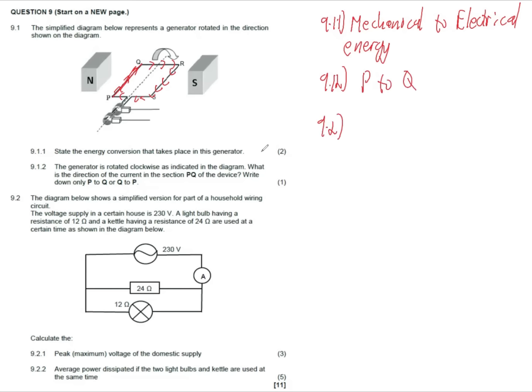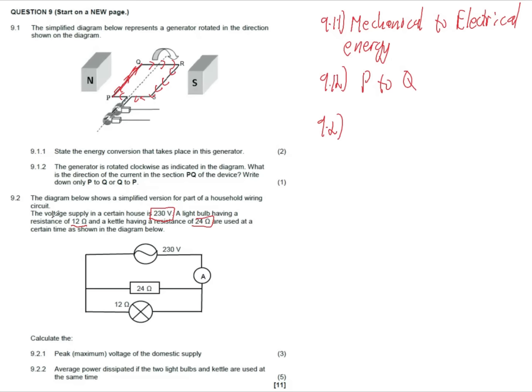Then 9.2 says, the diagram below shows a simplified version for part of a household wiring circuit. The voltage supply in a certain house is 230 volts. A light bulb having a resistance of 12 ohms. So let's highlight there. The voltage supply in a certain house is 230 volts. A light bulb having a resistance of 12 ohm and a kettle having a resistance of 24 ohm are used at a certain time as shown in the diagram below.